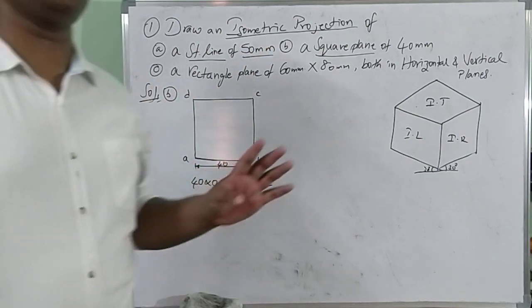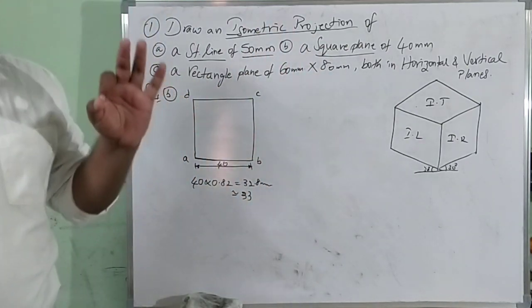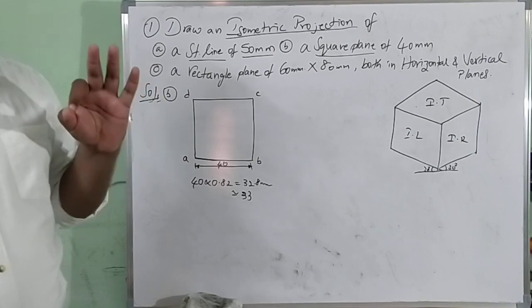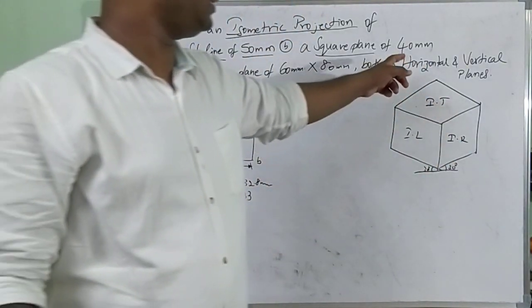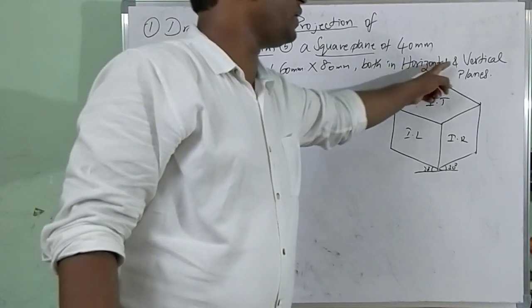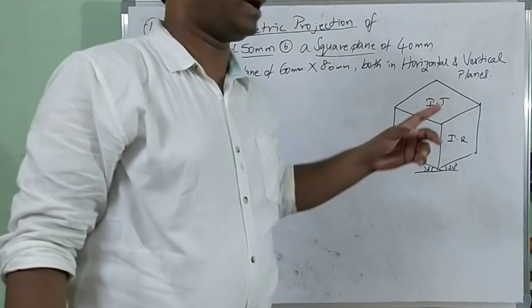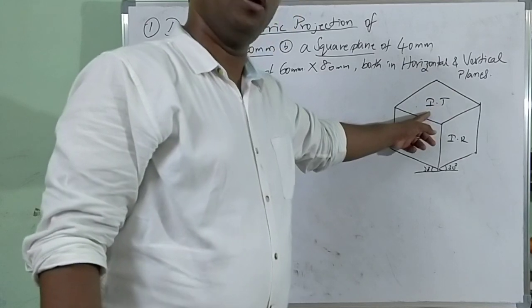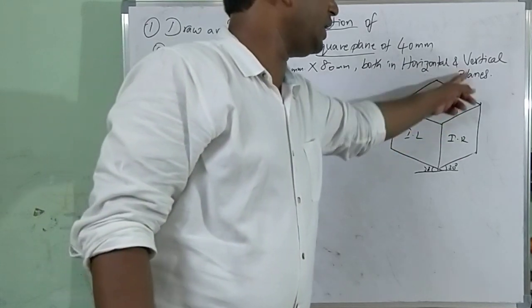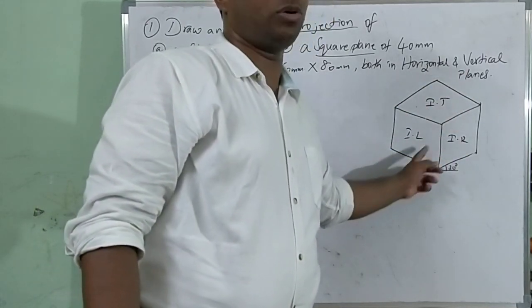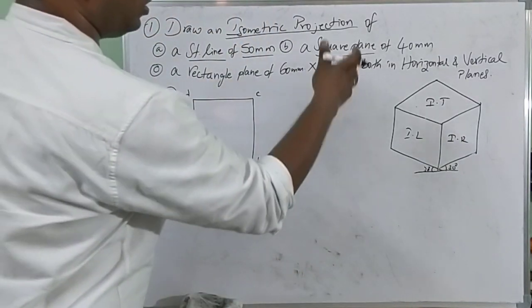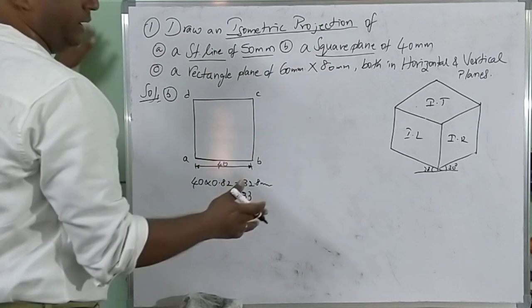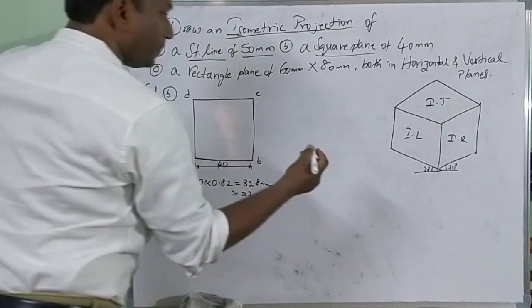Principle of isometric projections means a plane will have 3 faces or 3 sides: iso left side, iso right side, iso top side. But here in the question we are given both horizontal and vertical planes. I said again, horizontal will be only 1 plane, iso top. Vertical planes will be 2, iso left and iso right. First we will go for iso top, the horizontal plane.